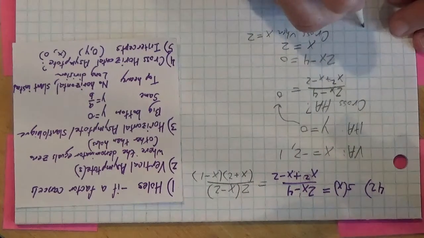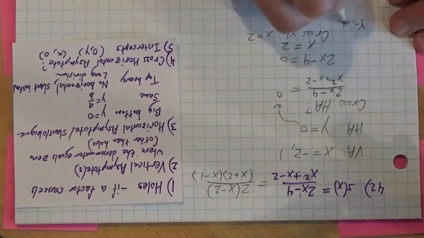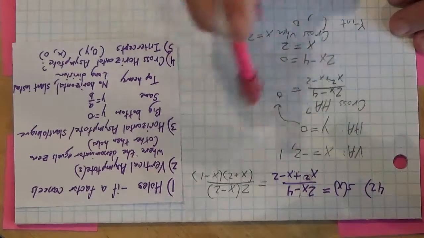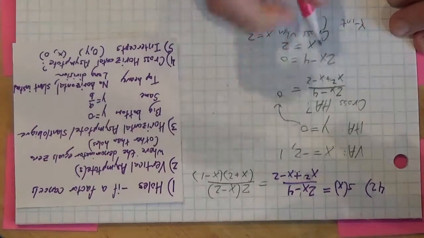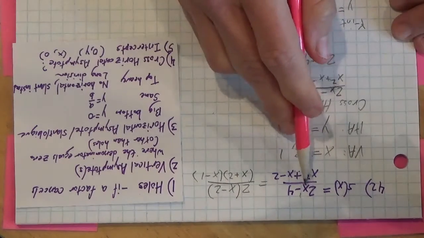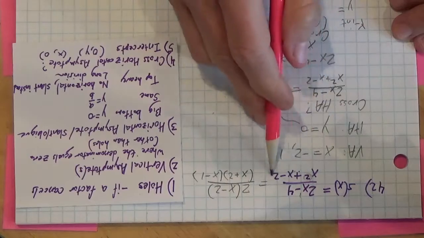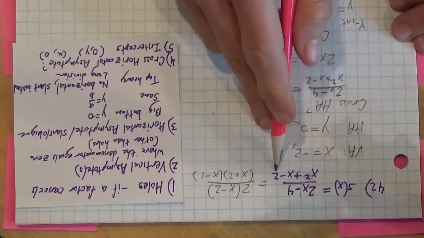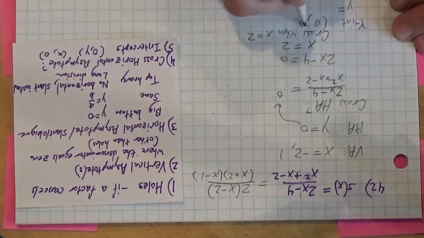Now we're going to check for the y-intercept, which always happens when the x is 0. So when the x is 0, I'll have 0 minus 4 over 0 plus 0 minus 2. So -4 over -2 is 2.